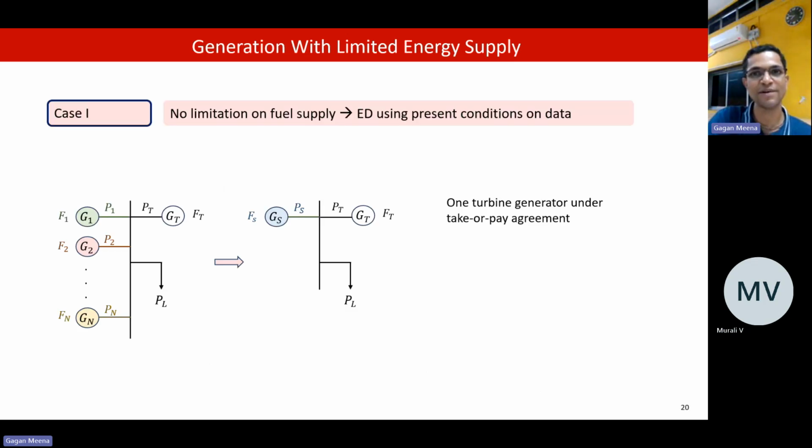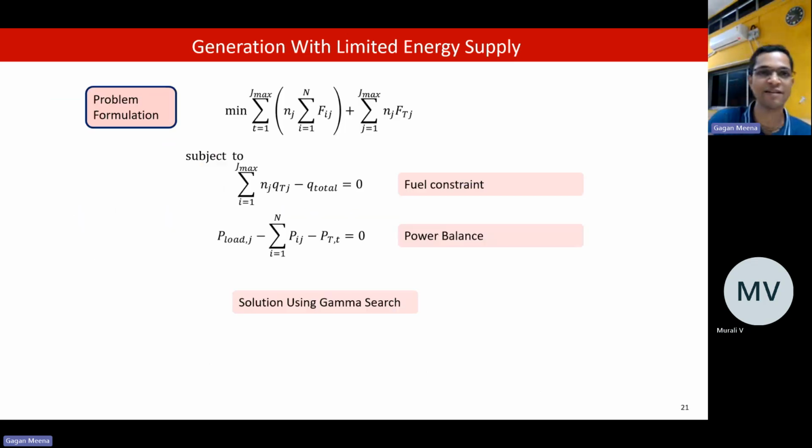Then limited generation, energy supply, this ED, all these problems have a similar structure. You will find an objective function; only the constraints change a little bit. The solution method is the same. You write the Lagrange function, move these constraints into the Lagrange function by using dual variables, and then use iterative methods. Only the nature of the constraint is changing, but the solution methodology is similar. So here we are using gamma search.